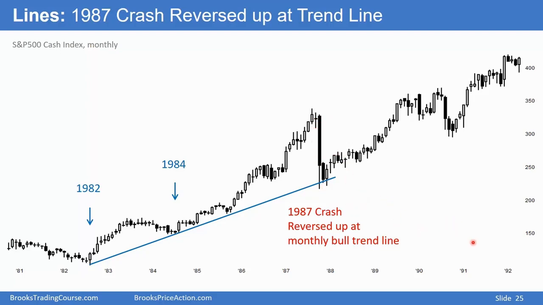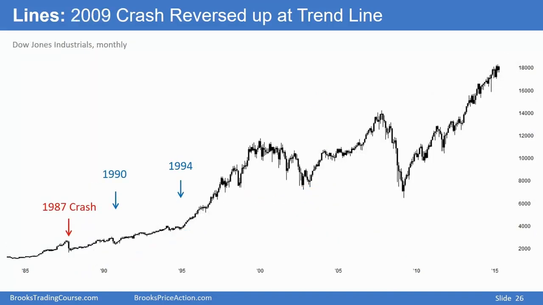We had that in 1929. We had a spike and channel bear trend. Here we have a spike and a micro double bottom at a bull trend line, and the bull trend continued up. As disastrous as this looked at the time, it's really not a significant event in the big picture. For example, look at what took place since then. Here's that 1987 crash. As disastrous as it looked at the time, it looks like nothing today.